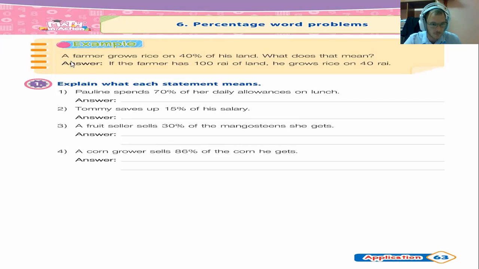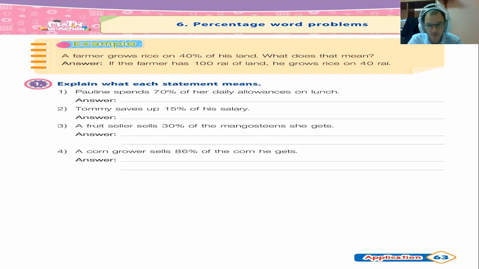A farmer grows rice on 40% of his land. What does that mean? Answer: If the farmer has 100 rai of land, he grows rice on 40 rai. So here we have to explain the answer. Do you see the difference to our usual answers? It's very different, but important to also be able to do it this way. Now let me explain to you how it works.